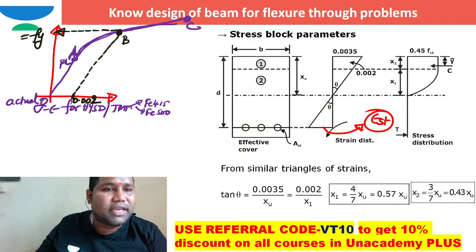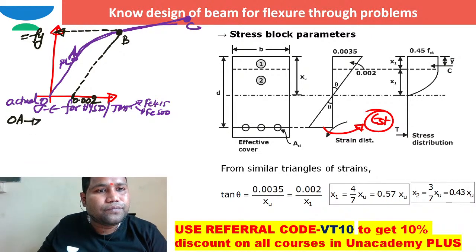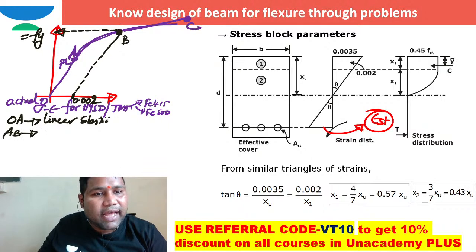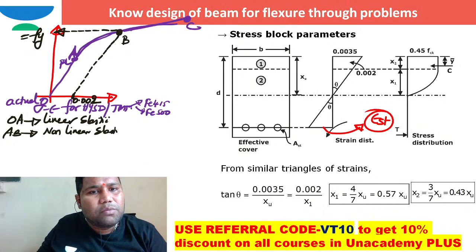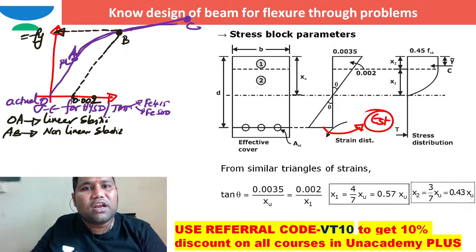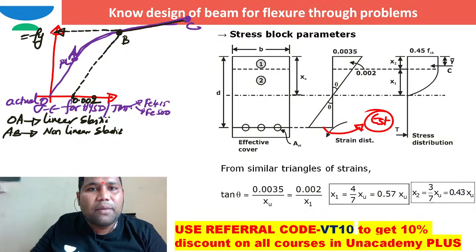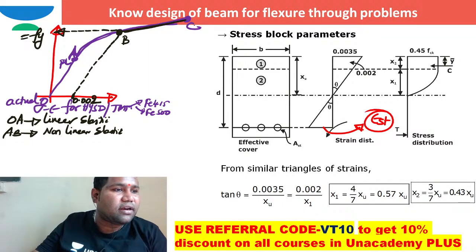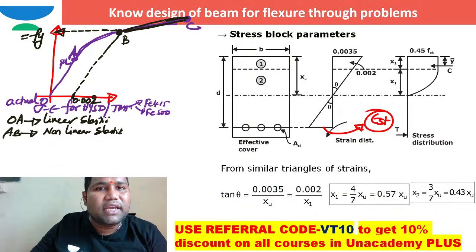Here OA is the linear elastic zone, whereas AB is the non-linear elastic zone. How can you describe this zone BC? Zone BC is not at all a plastic zone. It is a strain hardening zone because it is increasing its stress here. So BC can be called the strain hardening zone.